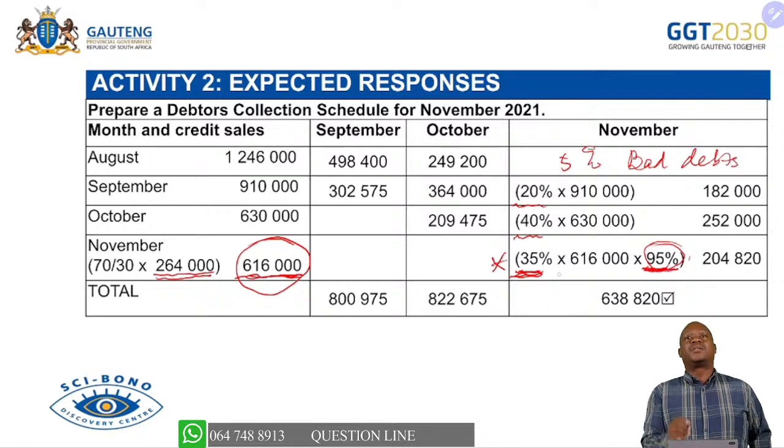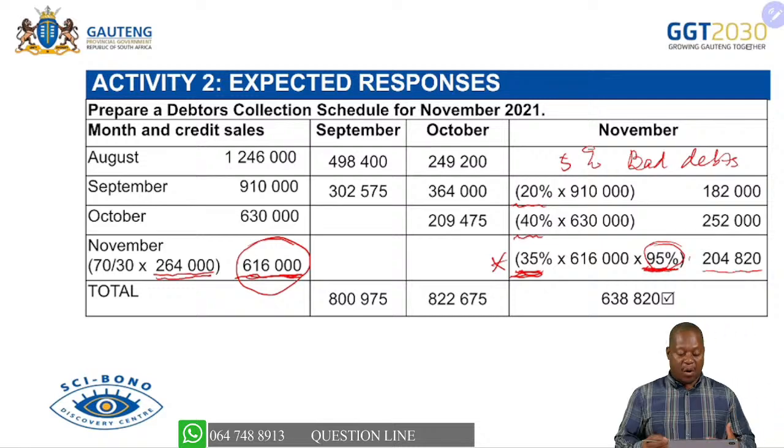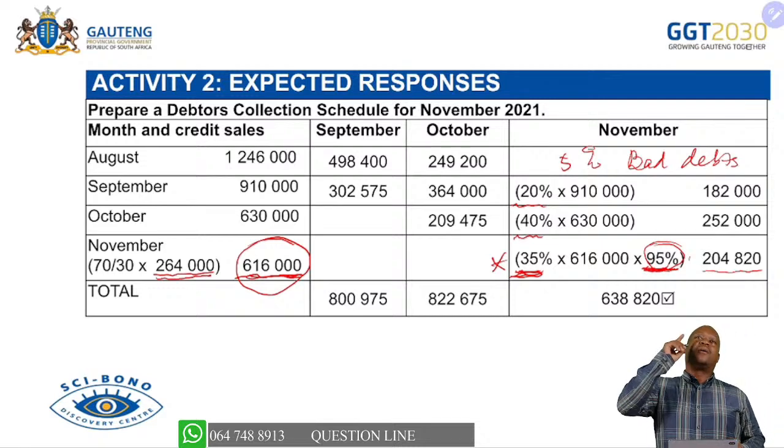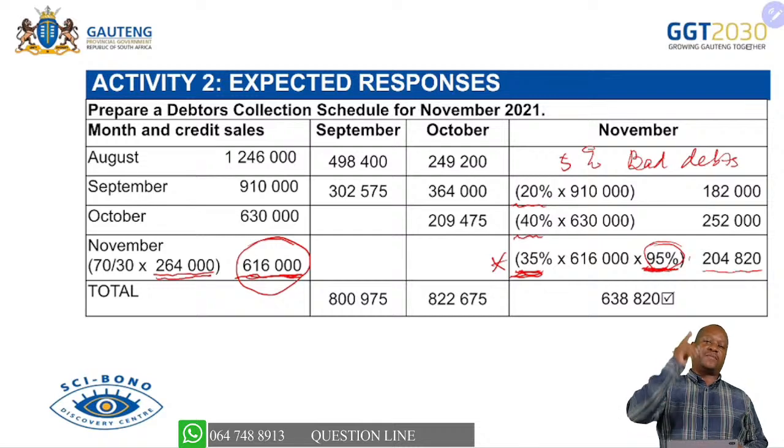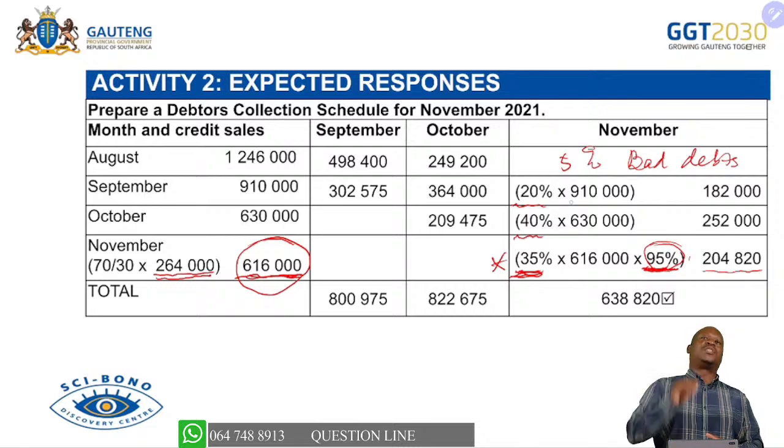So that's what we are doing. 35% of 616,000 multiplied by 95%, and we get the 204,820 for the month of November, during the first month of sale. During the month of sale. November, where November and November meets the month of sale. And then the other collection should be for the previous month. So in November, we are collecting now for October. What percentage? 40%.